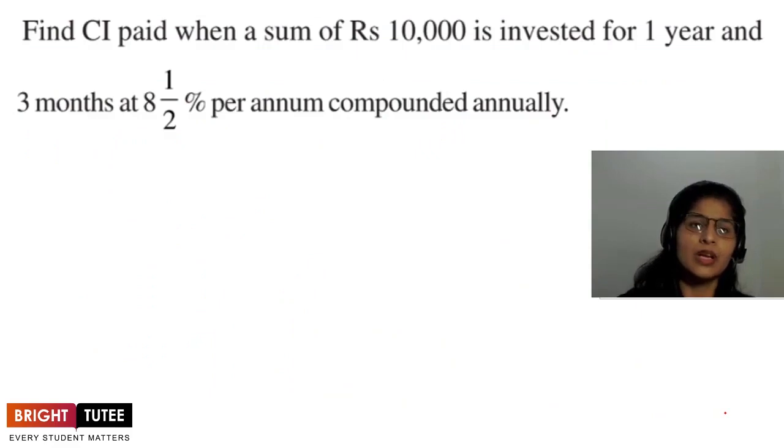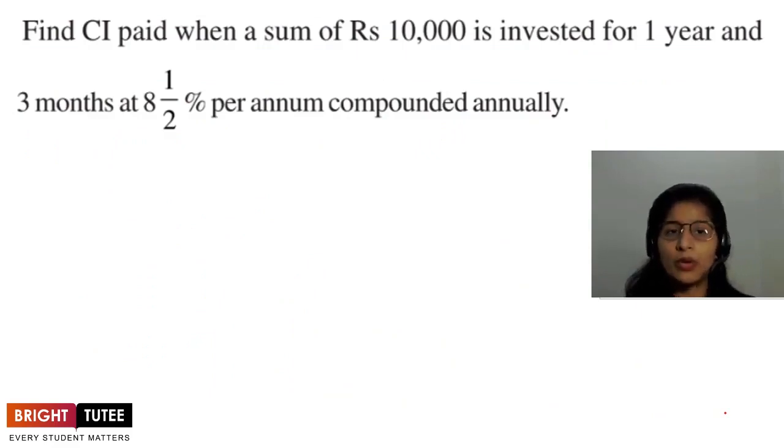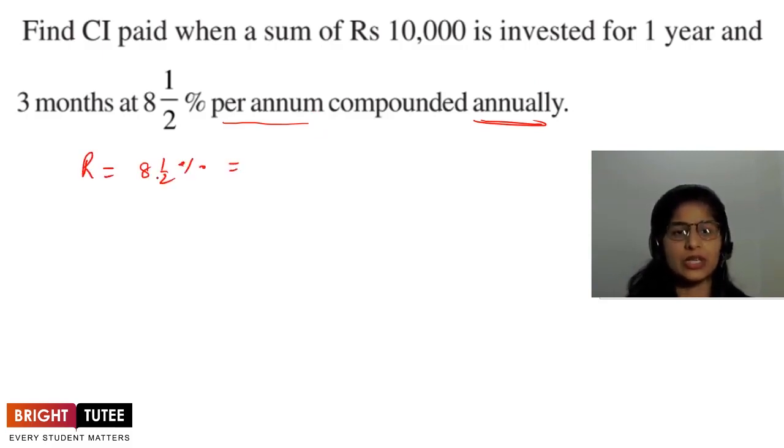Clear? Here is a question: you have to find the compound interest when a sum of rupees 10,000 is invested for 1 year and 3 months, at the rate of 8.5% per annum. Clear? It is per annum, compounded annually. So compounding is annual, and the rate is also given per annum, so the rate will remain the same. 8.5% is 8 2s are 16 and 1 is 17, so 17 upon 2%. This is the rate, and principal is 10,000.